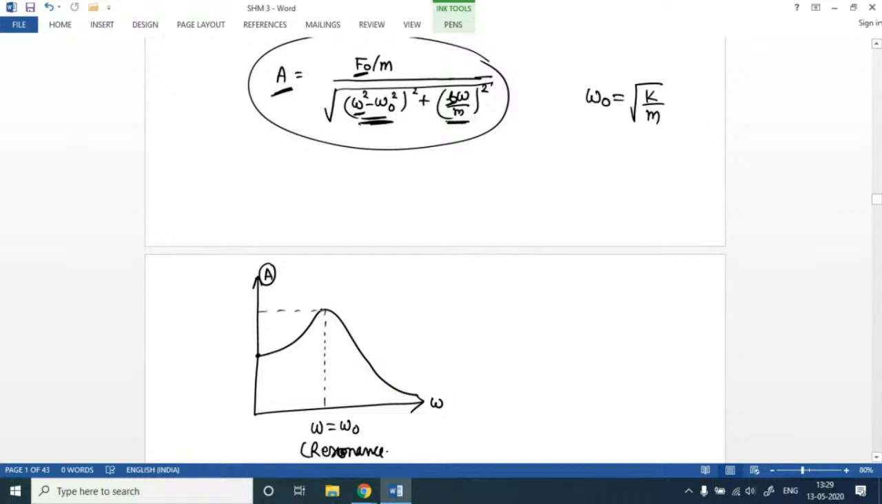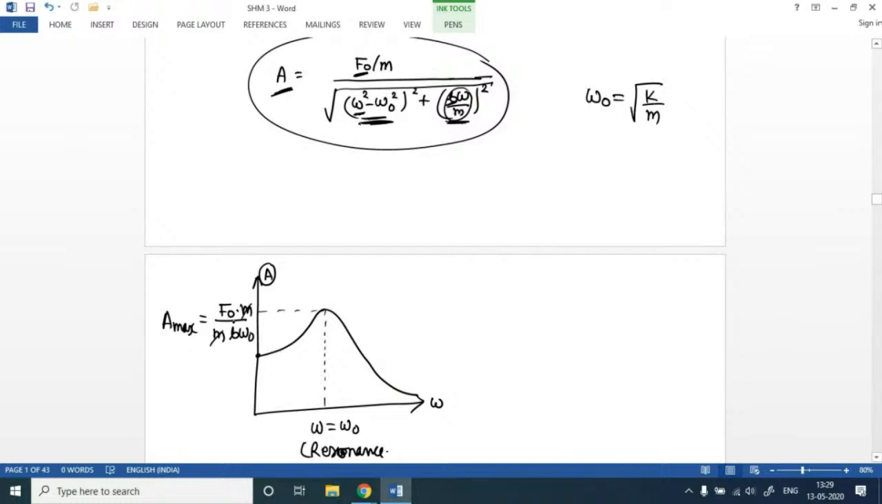For the peak value of A, you just have to substitute it over here, so you can write A max. That would be F naught upon m, and you can substitute the value of omega naught, so that would be nothing but b omega naught upon m over here. The m and m will get cancelled, so that is the maximum.